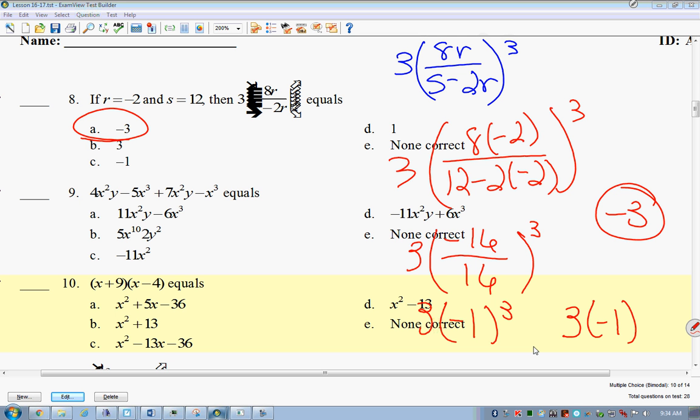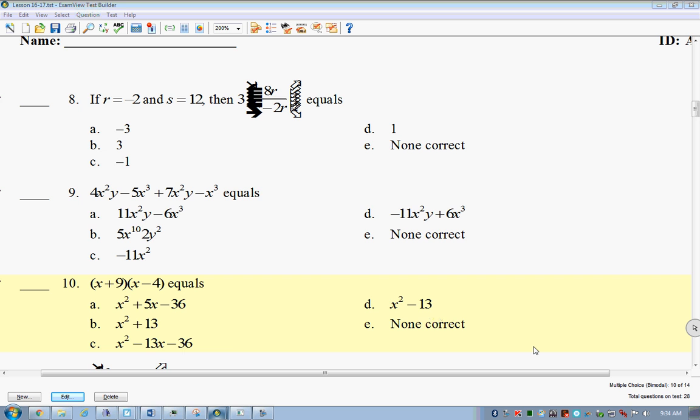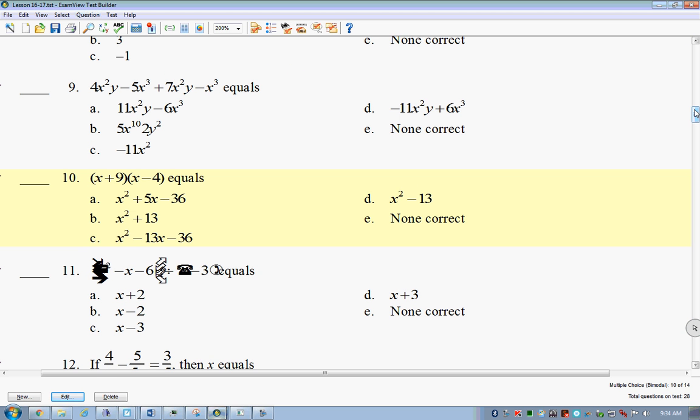Let's look at number 9. Number 9 before we close out. I want to make sure that we can do some of these. Okay. Number 9, we have 4x squared y minus 5x cubed plus 7x squared y minus x cubed. Let me look at this because number 9 seems like it's from a different lesson. No, it's lesson 16. Simplifying and evaluating variable expressions.